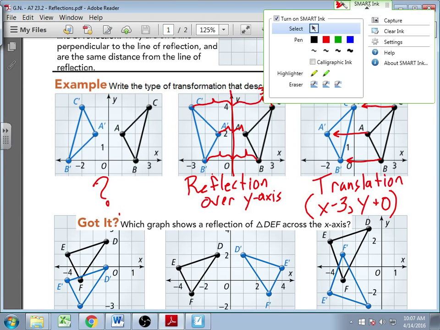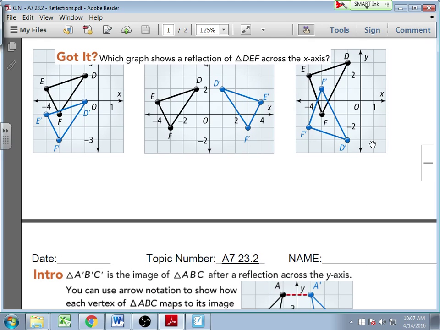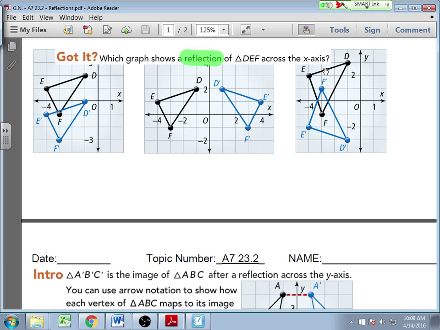All right, try the got it. If it is a transformation that we know how to call, tell me what it is, and then identify which of these show a reflection across the x-axis. We can also say across instead of over. So which of these shows a reflection across the x-axis?